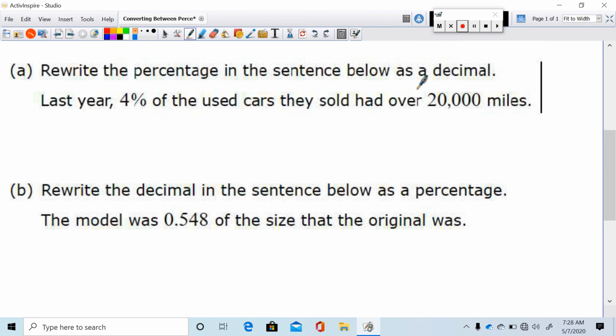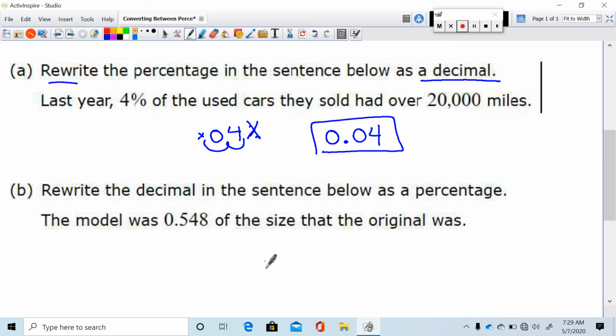So again, to write it as a decimal, and we're just rewriting, we're not calculating. So last year 4% of the used cars they sold had over 20,000 miles. 4%. To get rid of the percent sign, you move the decimal 2 places to the left. If there's a hole, you put a 0. So my new decimal, my new number is 0.04. I'm going to put a leading 0, and that's going to be my answer.